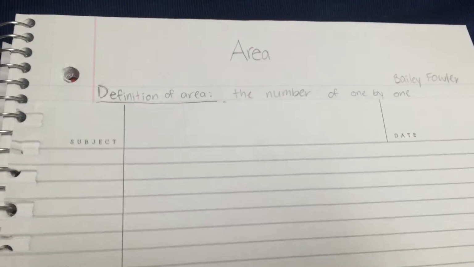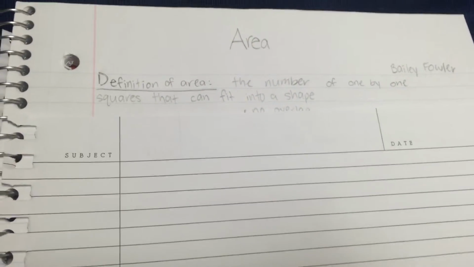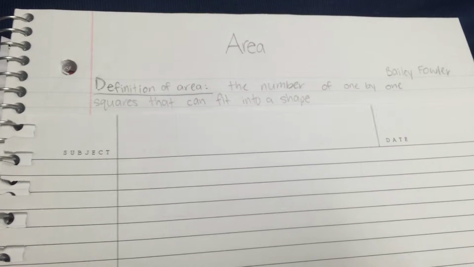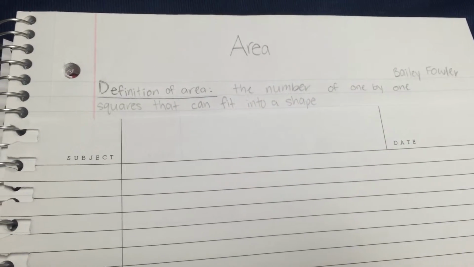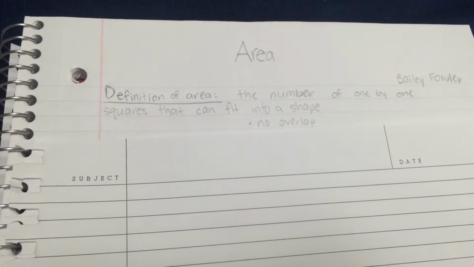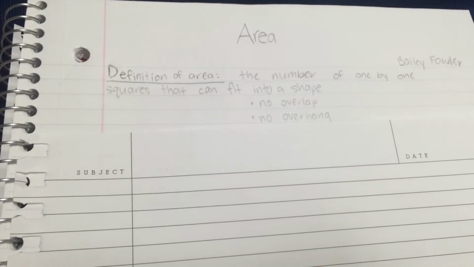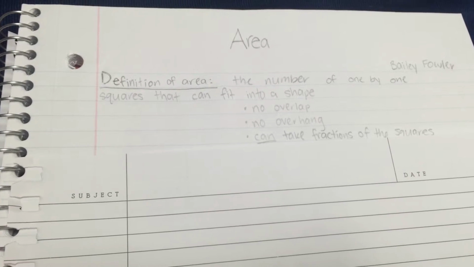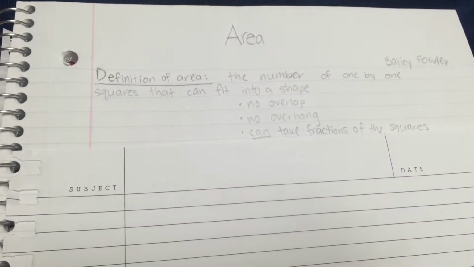So today we're going to look at how to find the area of a triangle. And before we start with that, we're going to find the definition of area. The definition says the area is the number of 1 by 1 squares that can fit into a shape, with no overlap of the squares, no overhang of the squares, but you can take fractions of the squares.